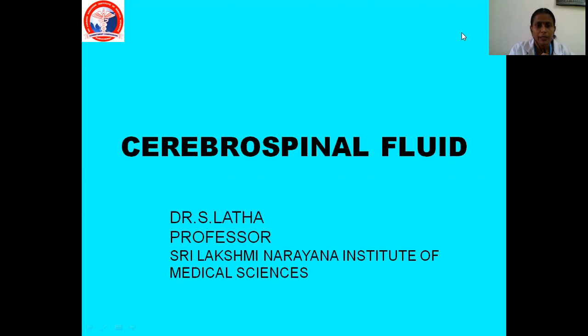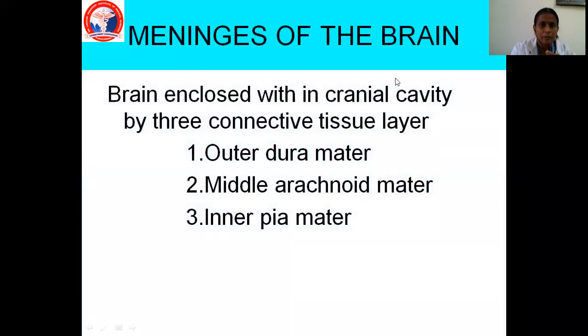Today I am going to explain about the cerebrospinal fluid. Before going into the cerebrospinal fluid, you should be familiar with the meninges, some of the basic concepts. So in that, the first one is the meninges of the brain. Meninges are nothing but coverings of the brain.